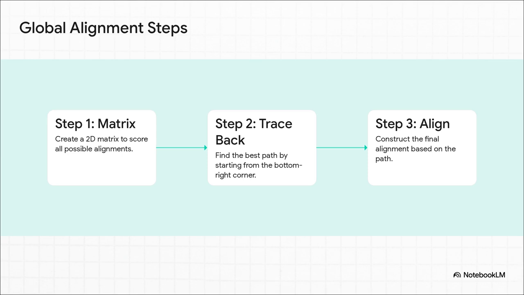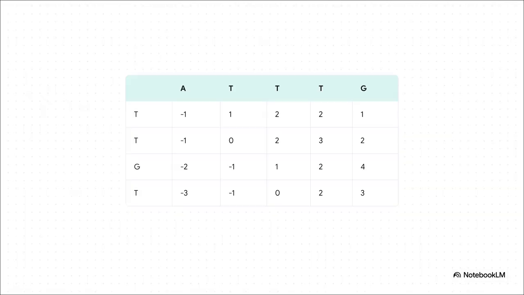And how does it work? Well, it's basically a three-step dance. First, the computer builds a 2D grid. We call it a matrix. Second, it figures out the best path by tracing backward from the bottom right corner. And finally, it uses that path to build the alignment that we actually see at the end. So, this grid, this is how the computer keeps score for every possible match.